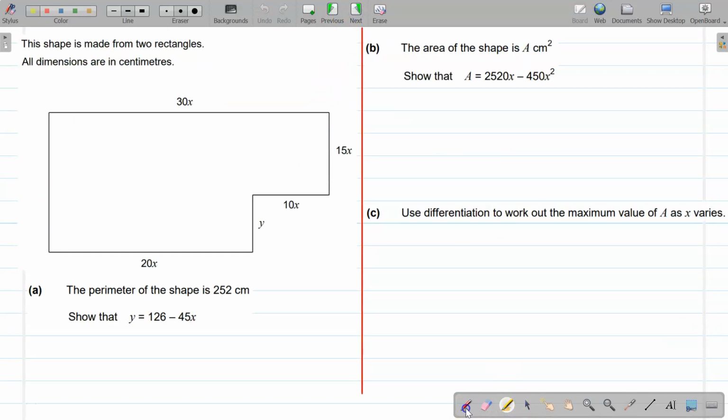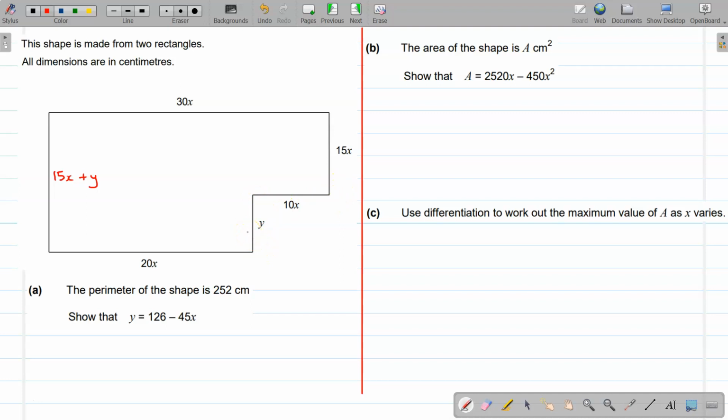Next question. Nothing particularly difficult here. You've just got to be careful that you account for all the lengths. So this is a rectangle with a corner cut off, and the perimeter of the shape is 252, and I've got to show that that equation is true. Now what I'm going to do is add some extra information here, and that is that this height here is 15x plus y, because it's the same as that piece there plus that piece.